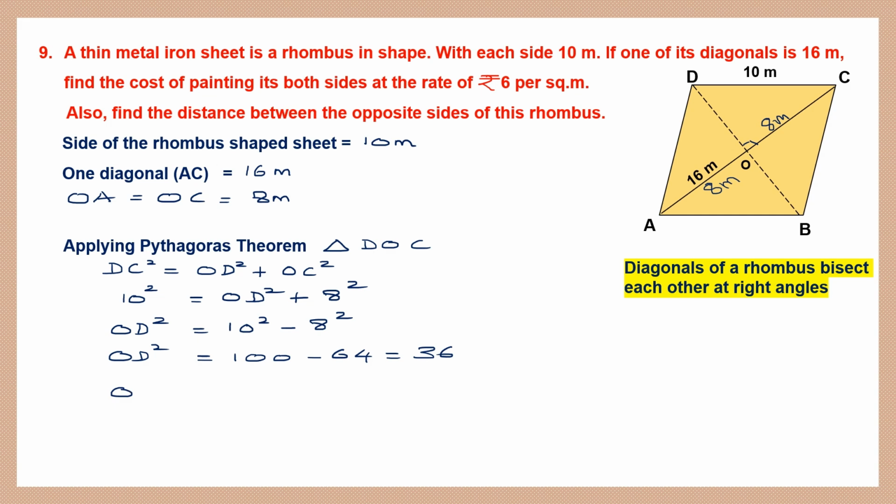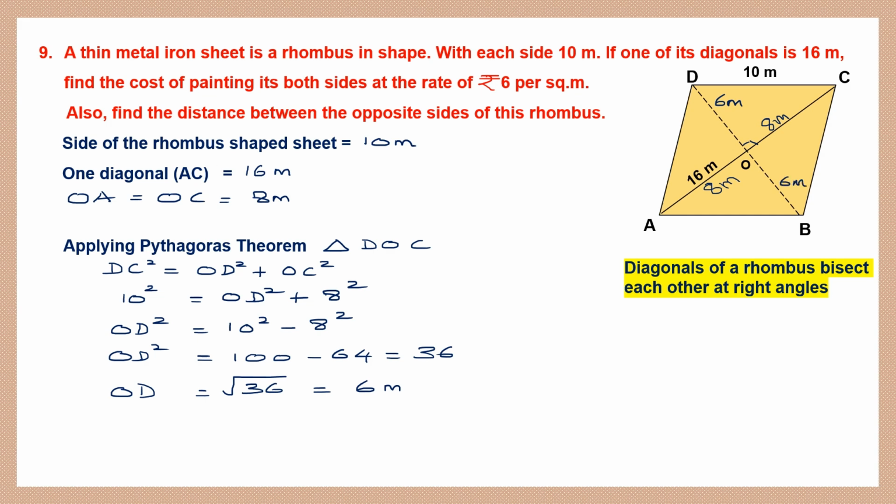OD square is 36, so OD is equal to the square root of 36. The square root of 36 is 6 because 6 into 6 is 36. So now we found OD to be 6 meters. Let's write it here. So here this part OD is now 6 meters. That means OB is also 6 meters.